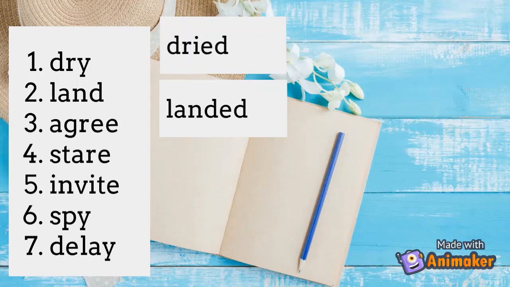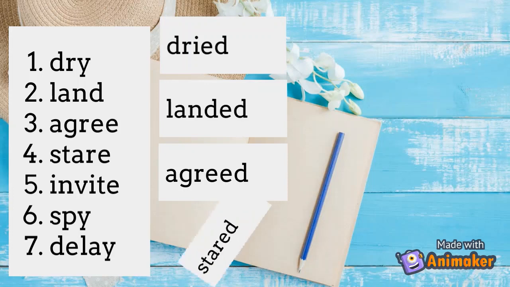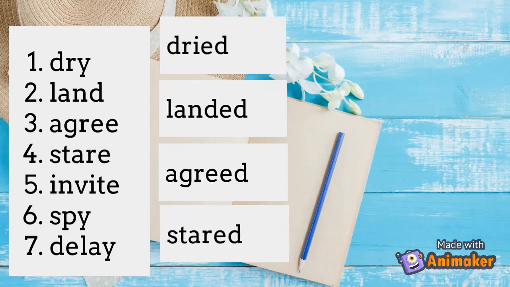Next, agree. What is the last letter of this word? Okay, it's very obvious there. The last letter of this word is E. So we don't have to plus ED anymore. We're going to plus D only. So it becomes AGREED. Next, stare plus D becomes stared. Invite plus D becomes invited.